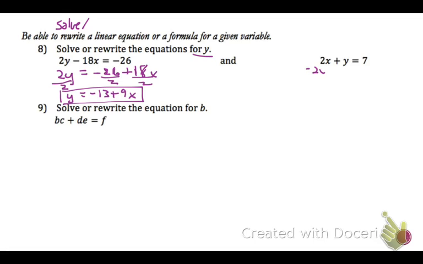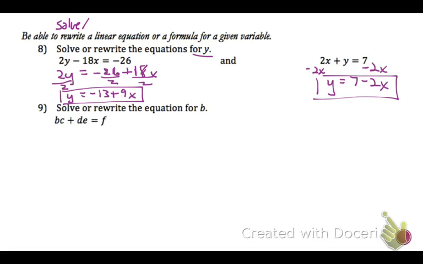So we'll do the same on this second equation. We need to isolate y, so we're going to subtract that 2x. So our answer will not be a number answer, it will be an equation answer. Solved for y. Y equals 7 minus 2x.